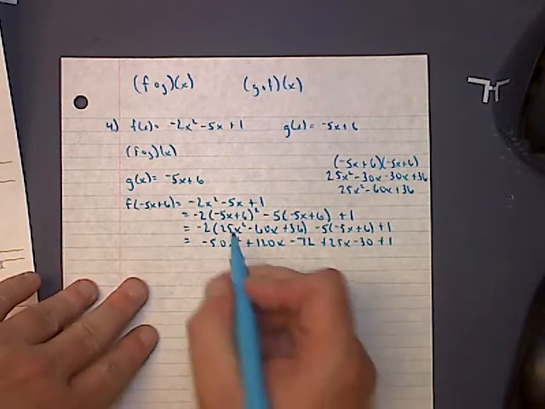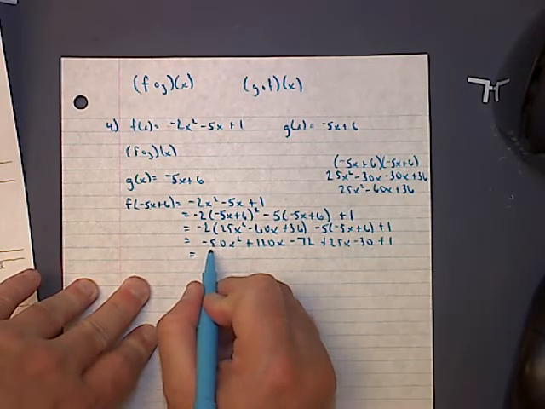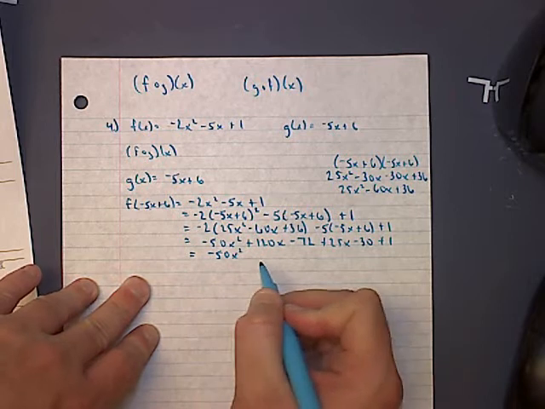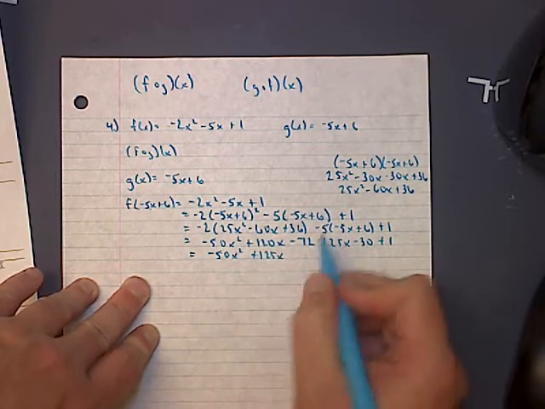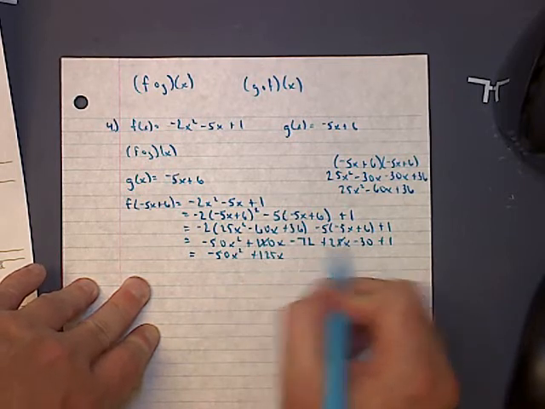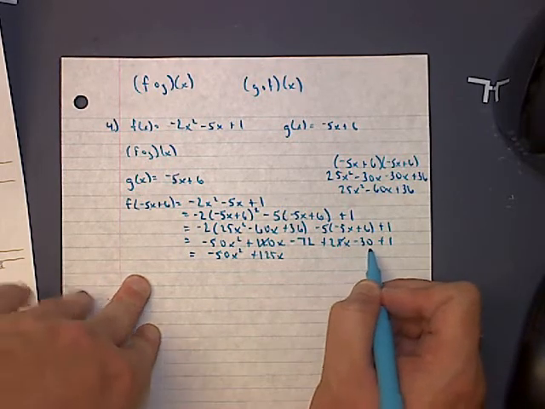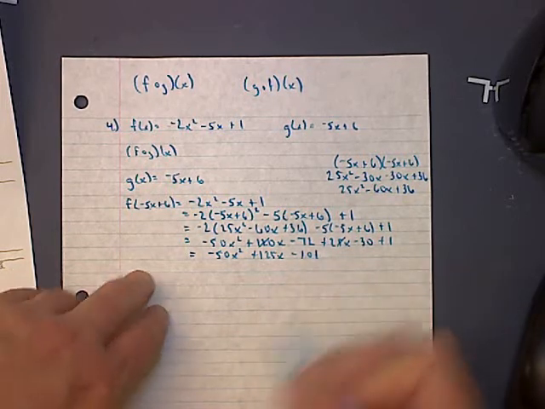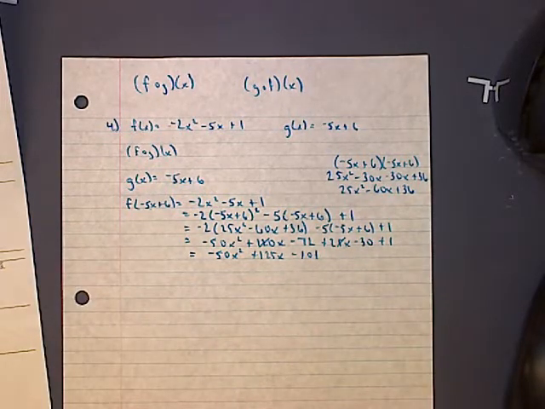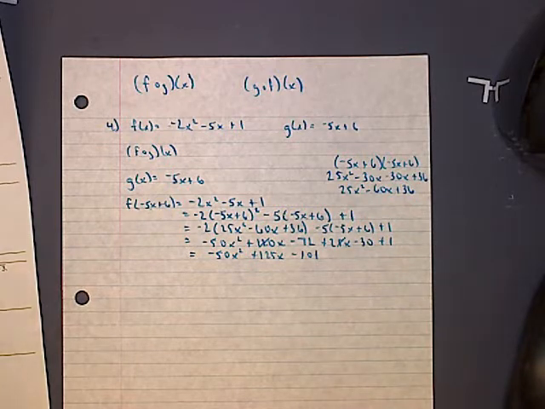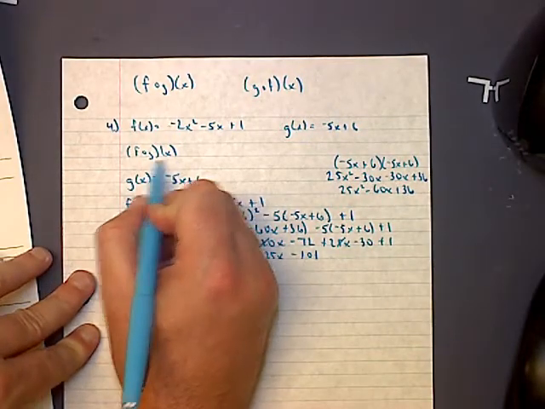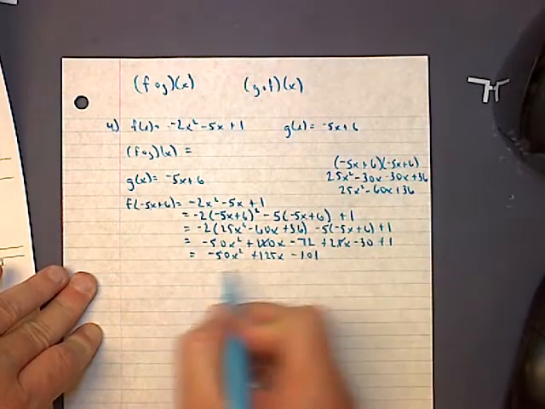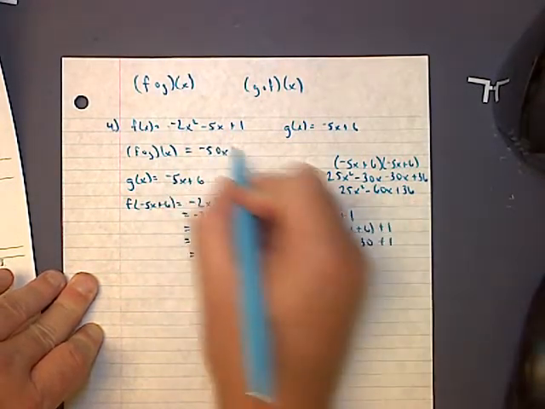Combine like terms. Negative 50x squared. 120 and 25 gives me positive 125x. Negative 72 and negative 30 gives me a negative 102 plus 1 being negative 101. Okay, that would be what my f of g of x would be equal to. So that would be my answer for that problem.